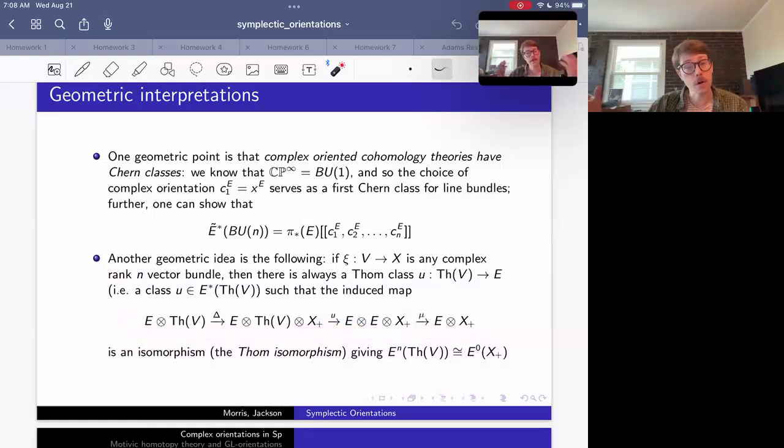I take the Thom space or Thom spectrum of the bundle, and I take this over to the Thom spectrum smash with X with a disjoint base point, just along the diagonal map. I use my map U here. That's a map from the Thom space to E. And then I use the fact that E is a ring spectrum and I multiply. And this should be an isomorphism. And for complex-oriented cohomology theories, it is. So we have a lot of nice power here in understanding the cohomology of the Thom spectrum in terms of the cohomology of the base.